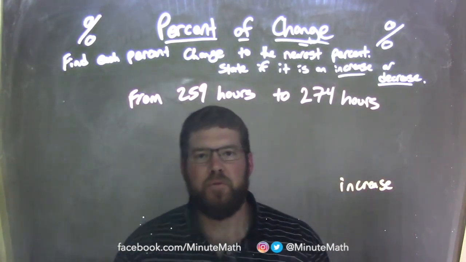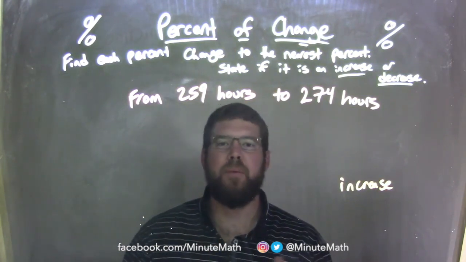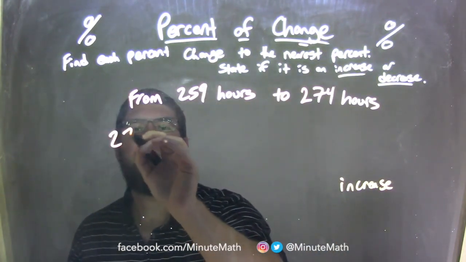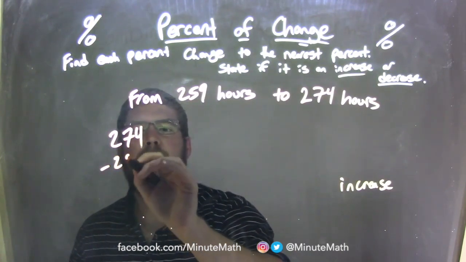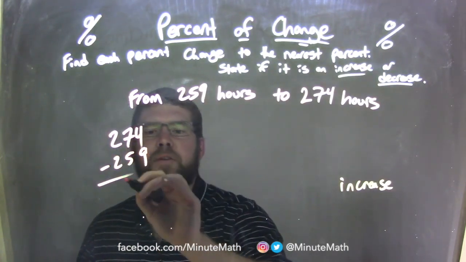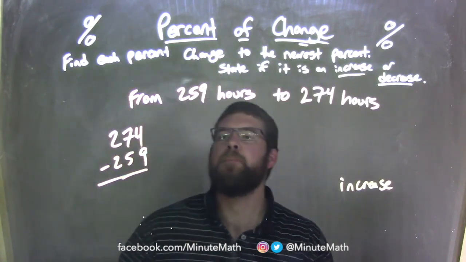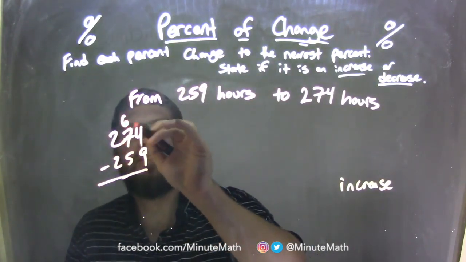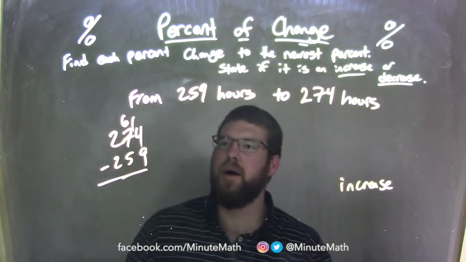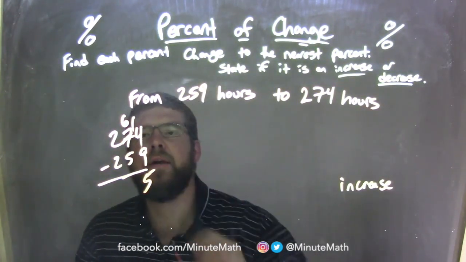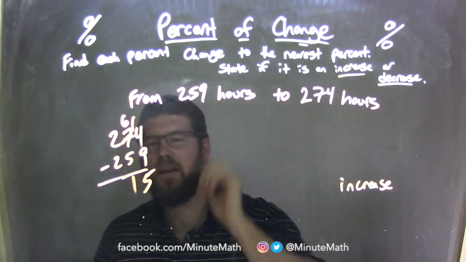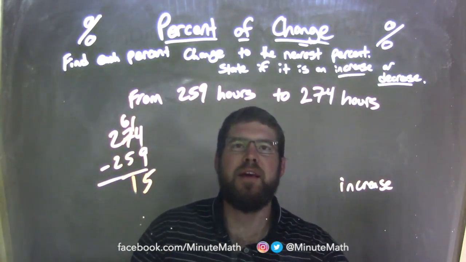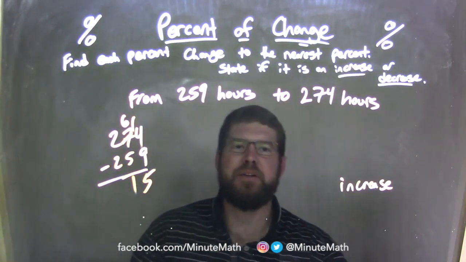So let's go find the difference between these two to see how many hours of an increase it is. So 274 minus 259, we subtract. Note the larger number first. 4 minus 9, can't do it using the traditional method, so we make that a 6, 14. So 14 minus 9 comes out to be good old 5. 6 minus 5 is a 1, and 2 minus 2 is 0. So we have actually a 15-hour increase from 259 to 274.